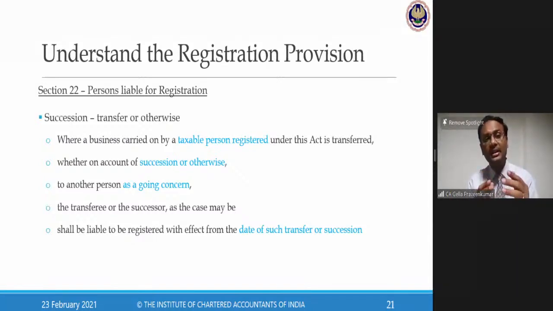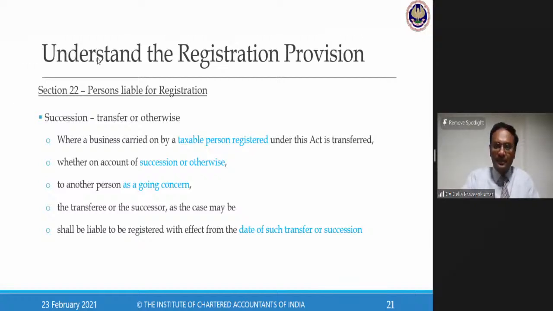Next. Now, this is something which we need to keep in mind, very important, practically, not from examination point of view, but from your articleship or from your career point of view. This is the provision where it says persons who are liable for registration on account of transfer or otherwise, succession in a business. Let us read the provision: where a business carried on by a taxable person registered under this act is transferred, whether on account of succession or otherwise, to another person as a going concern, the transferee or the successor, as the case may be, shall be liable to be registered with effect from the date of such transfer or succession.